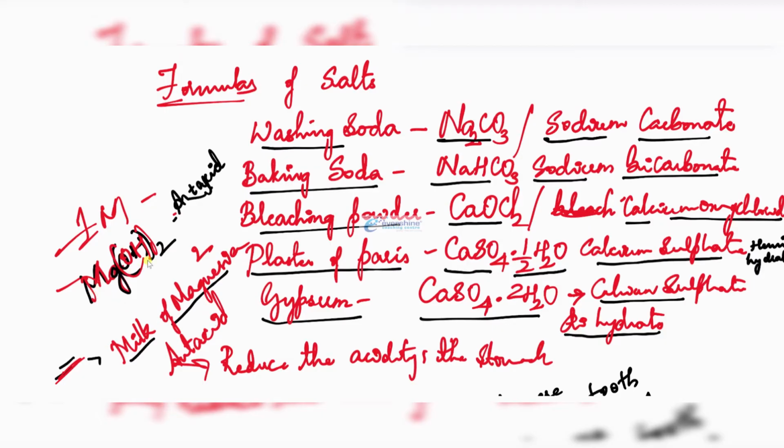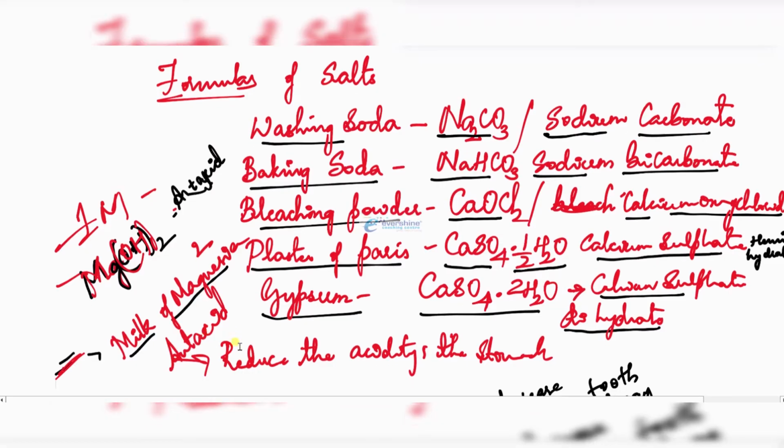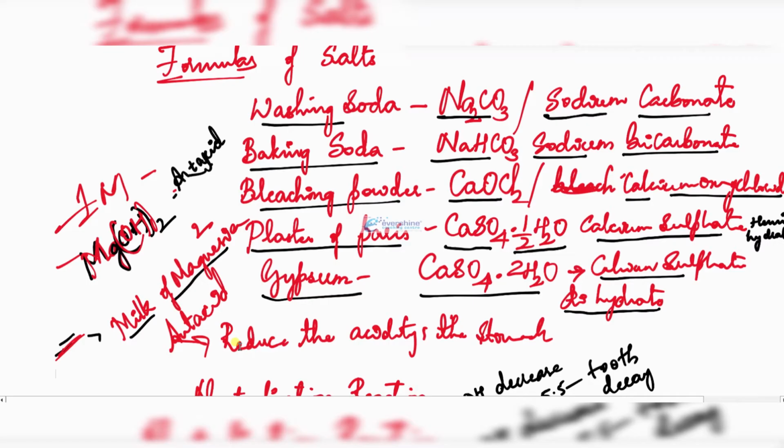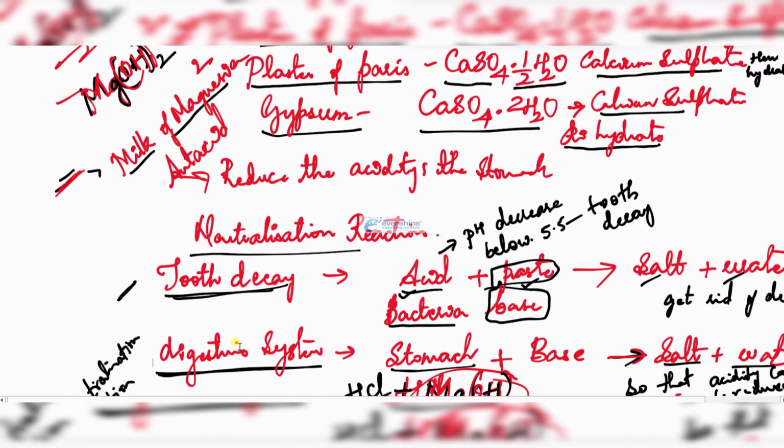Magnesium hydroxide. It is a good antacid and it is called milk of magnesia. And remember students, this is an antacid. It is used to reduce the acidity of the stomach. Okay. So dash is used to reduce the acidity of the stomach. You need to remember, that is magnesium hydroxide. It is usually called milk of magnesia. It is a good antacid which is going to remove or reduce the acidity from the stomach.